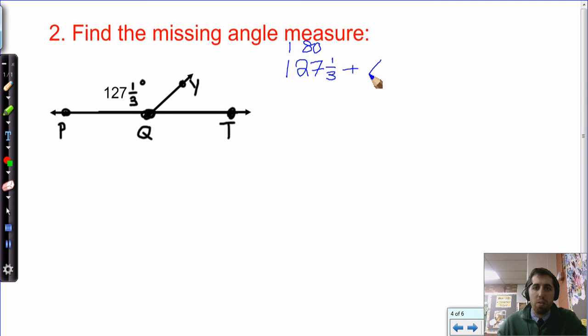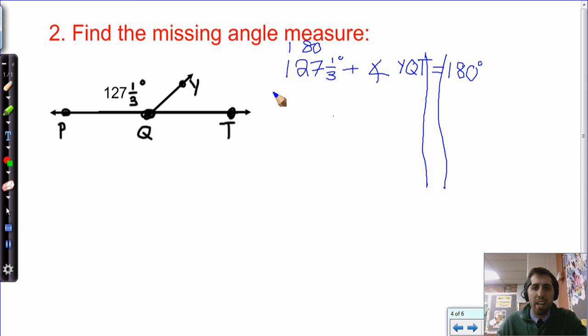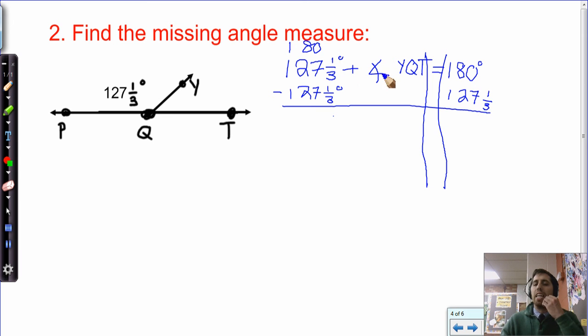I'm going to show a little equation. We could also say, I know that 127 and 1/3 plus angle YQT equals 180 degrees. This is just equation solving. I'm going to draw my scales of justice. I'll look at my variable. It's this angle measure that I don't know, and I'll subtract 127 and 1/3 from both sides. Now, some people are going to say, well, I know that if I'm trying to subtract a bigger mixed number, or a mixed number with a bigger fraction, from a number that doesn't have a fraction, I need to borrow. And we can make this 179 and 3/3, or we could just do it mentally.